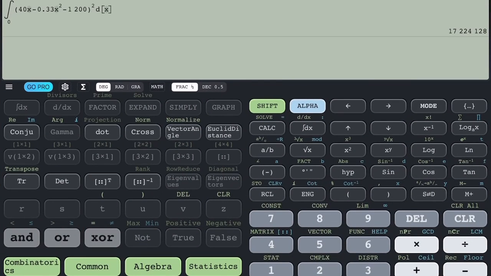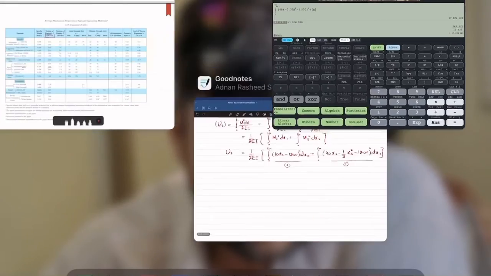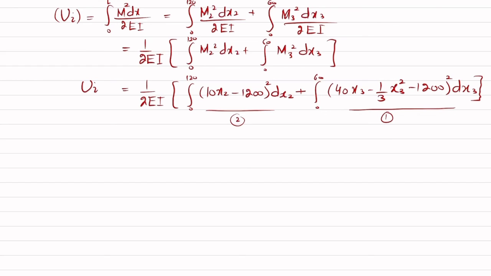So let me write it like integral of (40x minus 1/3 0.33x square minus 1200) whole square, and the limit was from 0 to 60. And when you solve this, you will get 17224128. If you divide it by 10 to the power 6, that will be 17.22 into 10 to the power 6. So I will write 17.22 into 10 to the power 6.